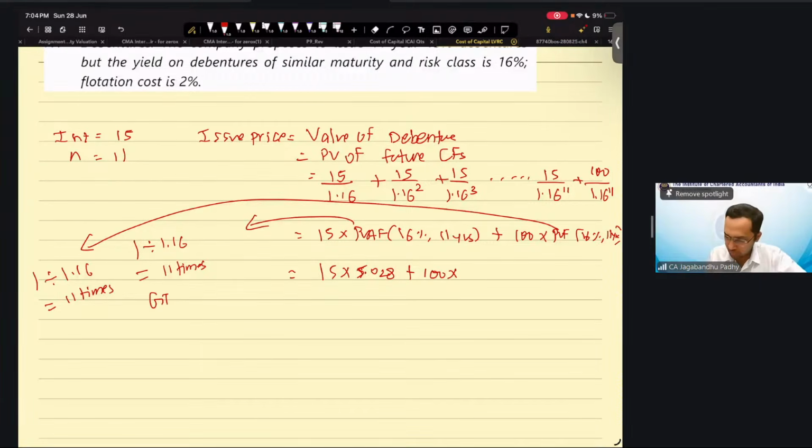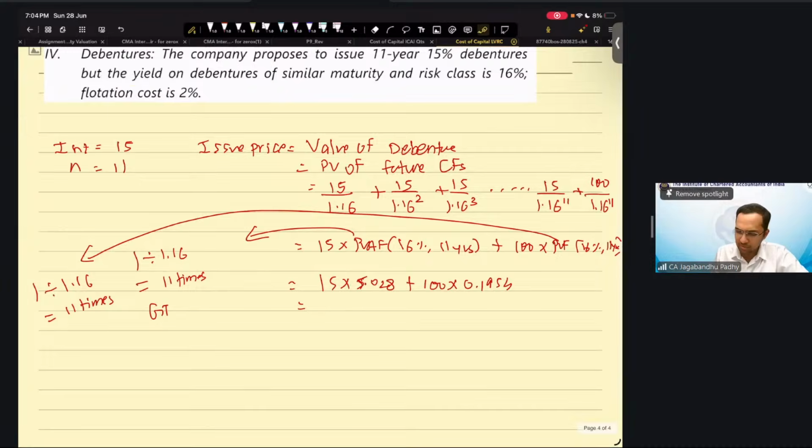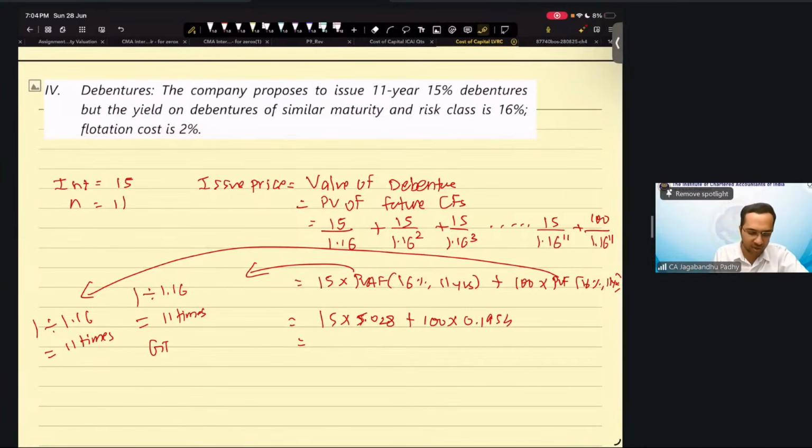Is it how much? 0.1954. And then give me the total. Why have we taken 16%? We have taken 16% because we have to issue this debenture at a competitive price. Of course, that competitive price should be decided by using 16% because that's the rate of return which the investors are asking for.